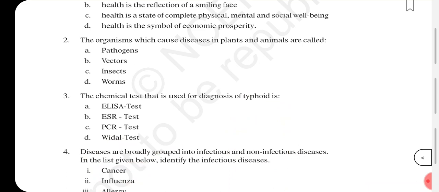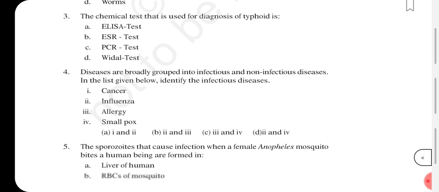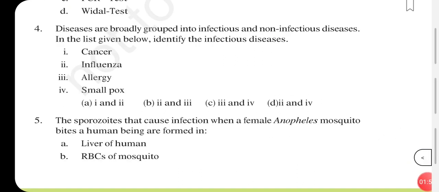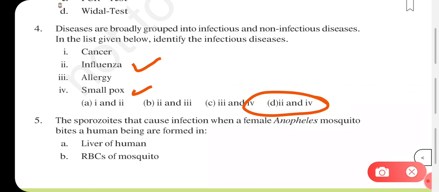Diseases are broadly grouped into infectious and non-infectious diseases. In the list given below, identify the infectious disease. Here the options are cancer, influenza, allergy, and smallpox. So among these, which are the infectious ones? Cancer is not infectious. Influenza, yes, it is infectious. Allergy, again, it's not infectious. And smallpox, yes, it is a viral disease, it is infectious. So the correct answer will be influenza and smallpox, they are infectious diseases.